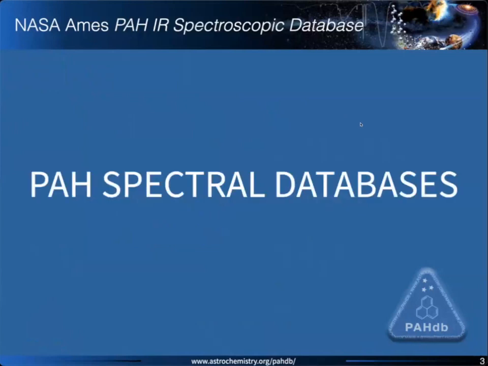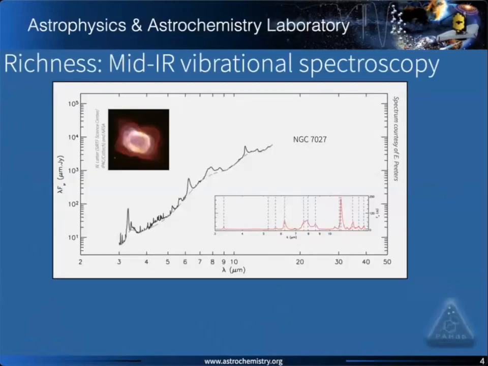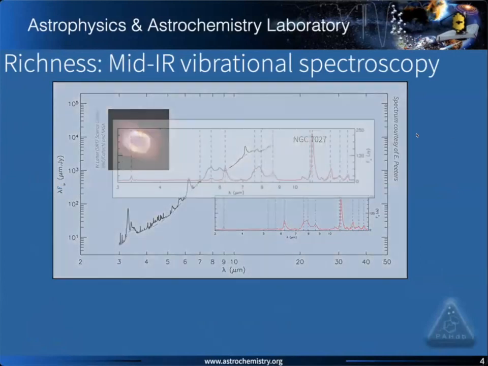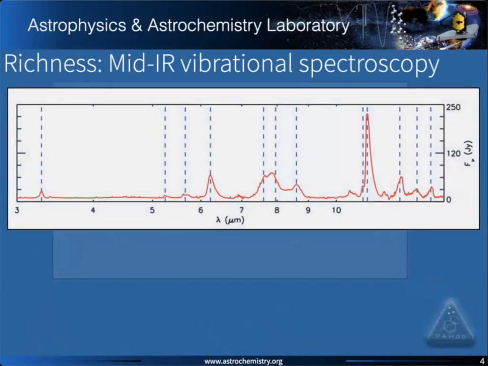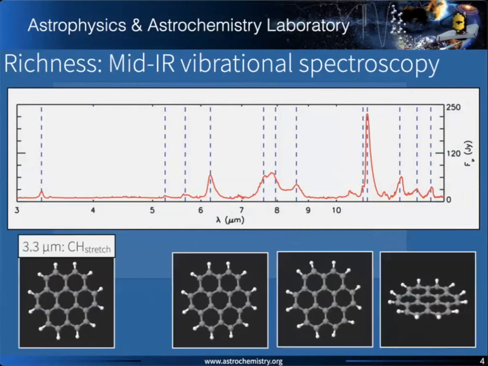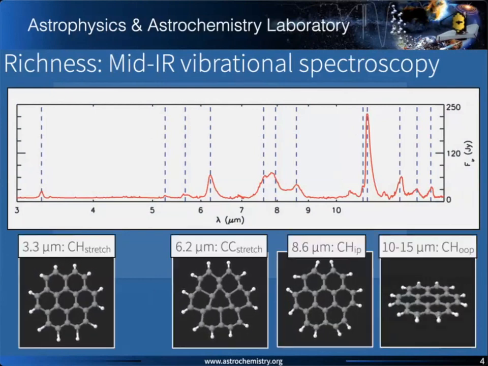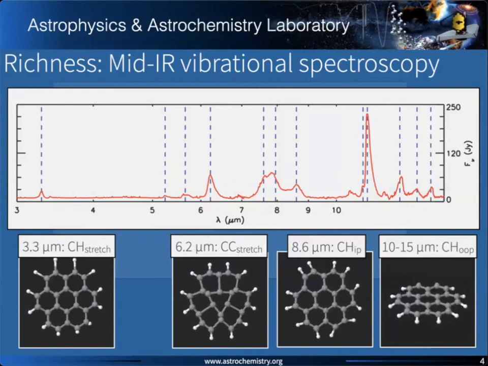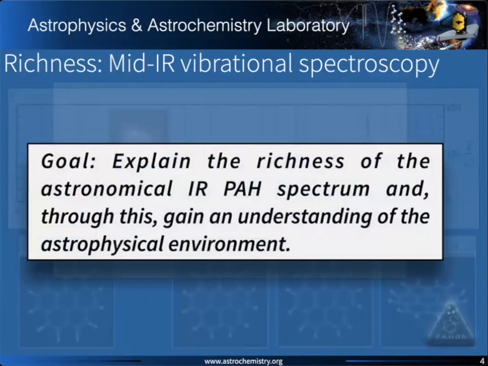So first, spectral databases. Shown here is the ISO SWS spectrum of the planetary nebula NGC 7027. Isolating and zooming in on the PAH components reveals the richness of the astronomical spectrum with numerous discrete bands and features which are indicated by the blue dashed lines. Each of these bands can be attributed to a specific vibrational motion of an aromatic side group, which is illustrated using the PAH coordinate here. The astronomical goal is to explain the richness of the astronomical PAH spectrum and, by that, gain an understanding of the evolution of the astrophysical environment.